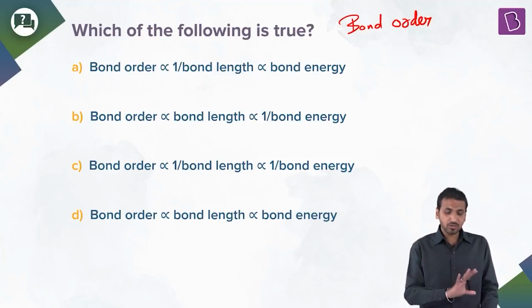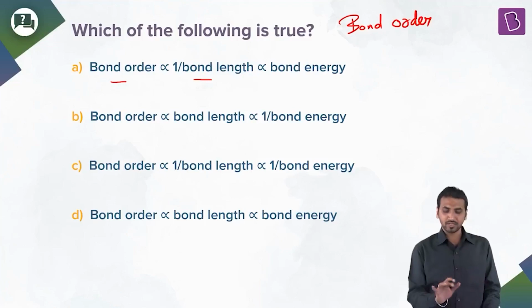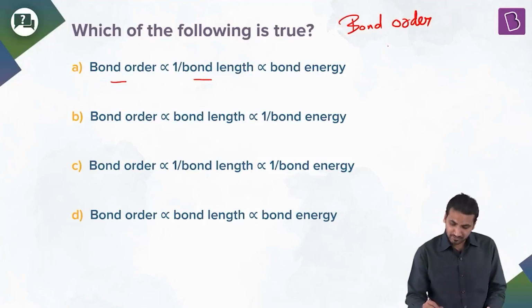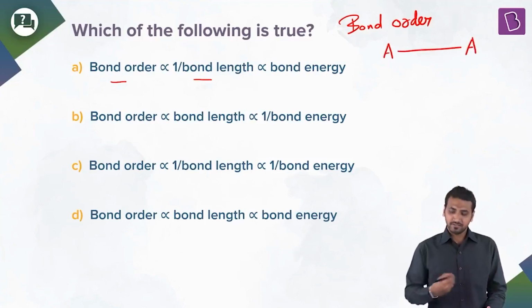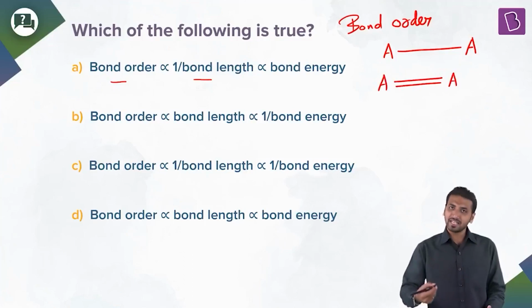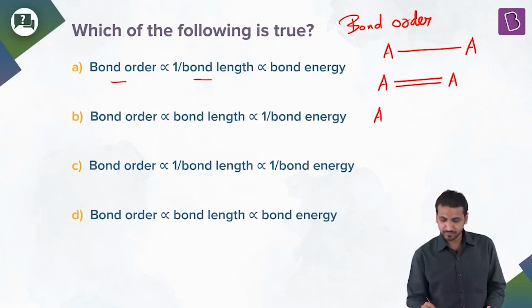So how are you going to compare bond order with bond length? Let's do it one by one. I'll give you an example. Let's suppose we have an A-A single bond, an A-A double bond, and an A-A triple bond.